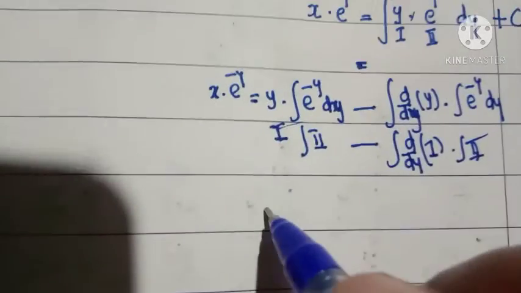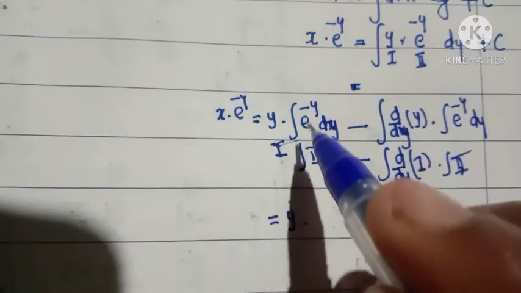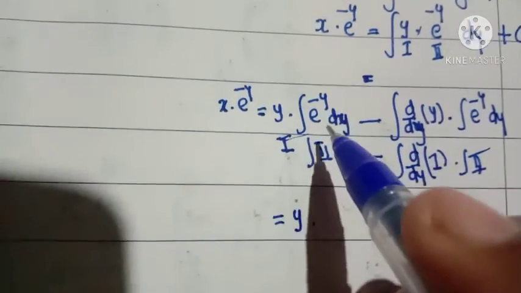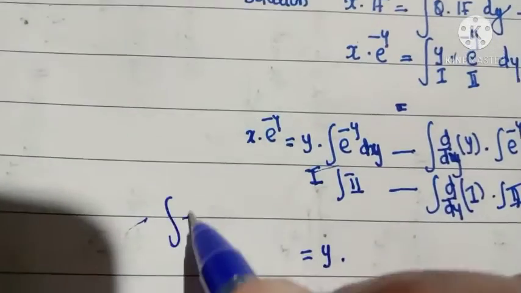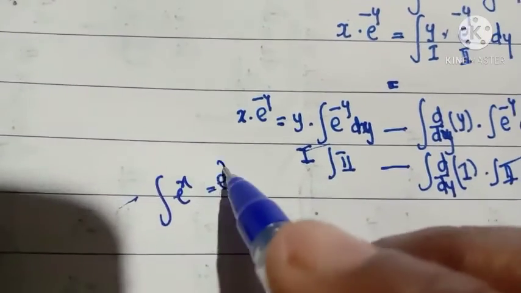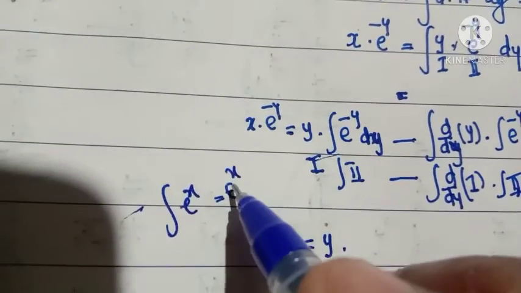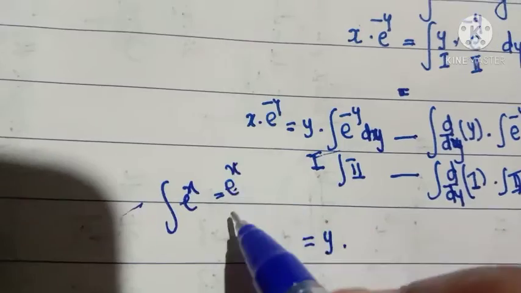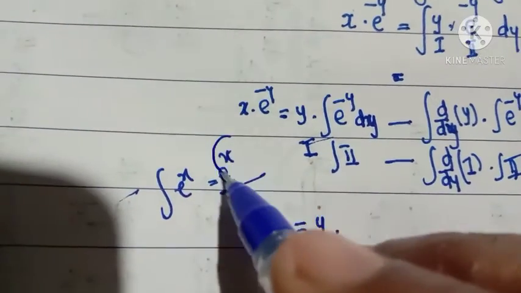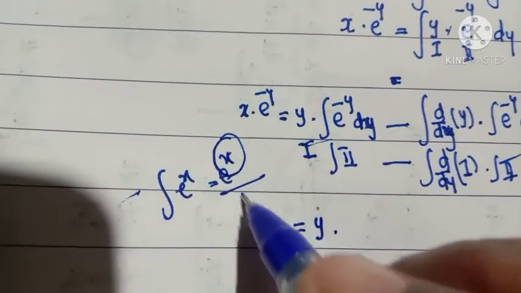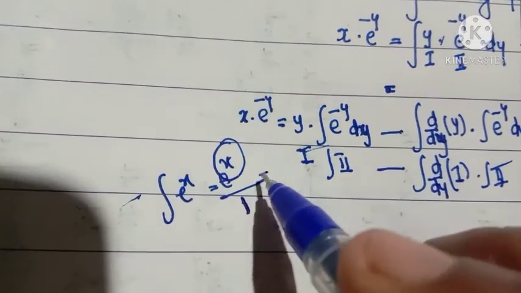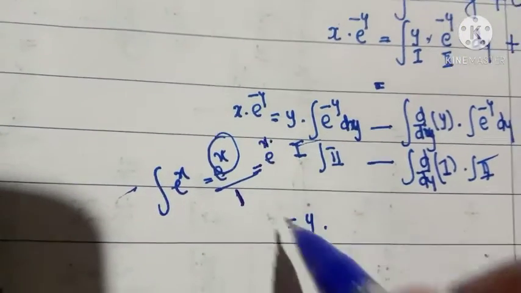Now listen, it is y into integral of e raised to minus y. What is integral of e raised to x? It is e raised to x. Actually, we are doing the process of e raised to x divided by derivative of x. Derivative of x is 1. Okay. So, it is e raised to x itself.